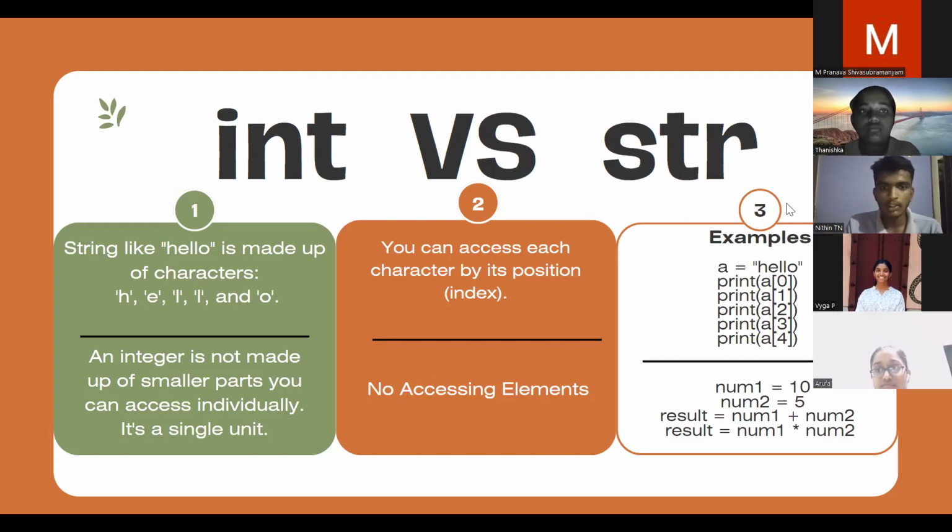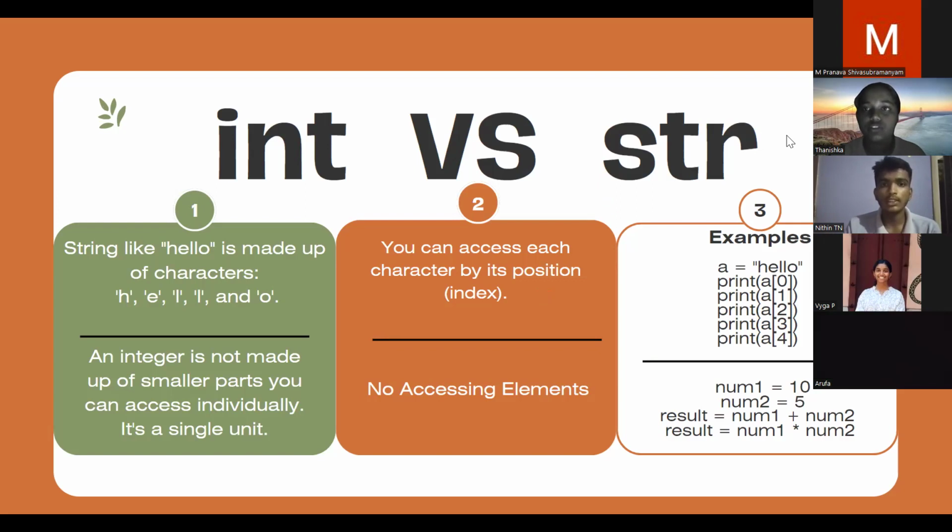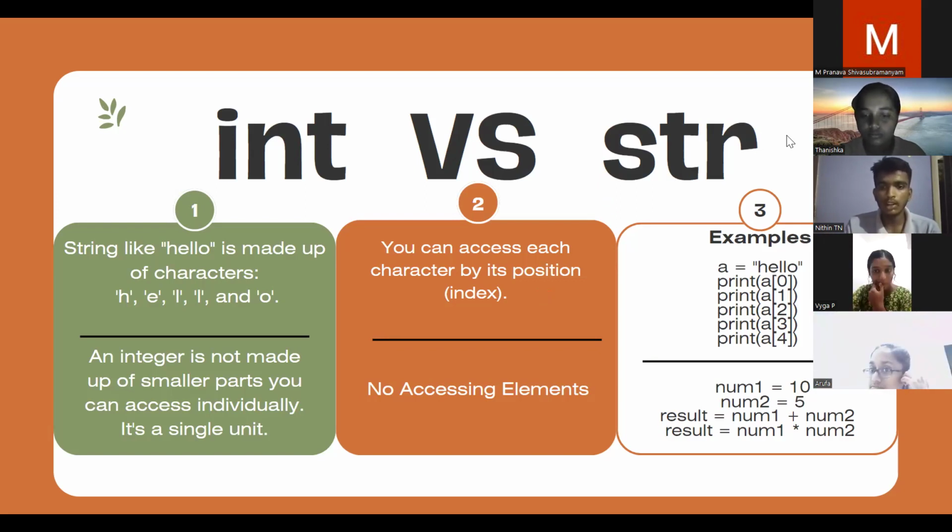That's the difference between integers and strings. An integer is mainly made up of a single unit. It's a whole unit. You cannot access its elements. For example, if you type the number 23, you cannot access or print the 2 or the 3 separately. You can only print all of 23 itself.